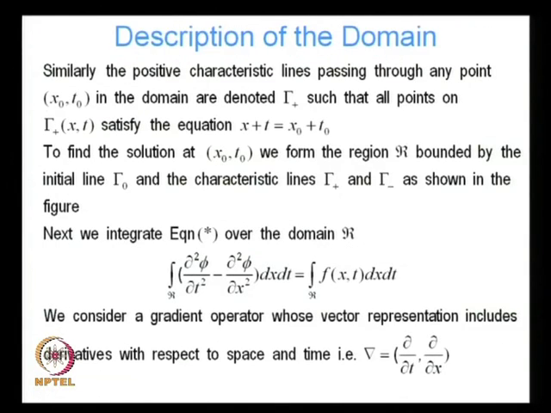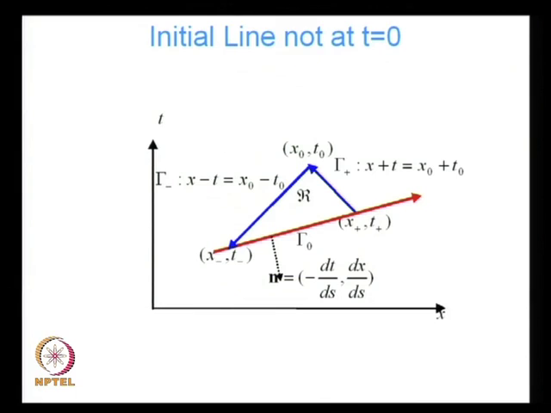Similarly, we have the positive characteristic lines passing through any point x0, t0 in the domain, denoted by gamma plus, such that all points on gamma plus satisfy the equation x plus t equal to x0 plus t0. To find the solution at x0, t0, we form the region R bounded by the initial line gamma 0 and the characteristic lines gamma plus and gamma minus as shown in the figure. So, we consider this region R, which is bounded by gamma minus, gamma 0 and gamma plus.